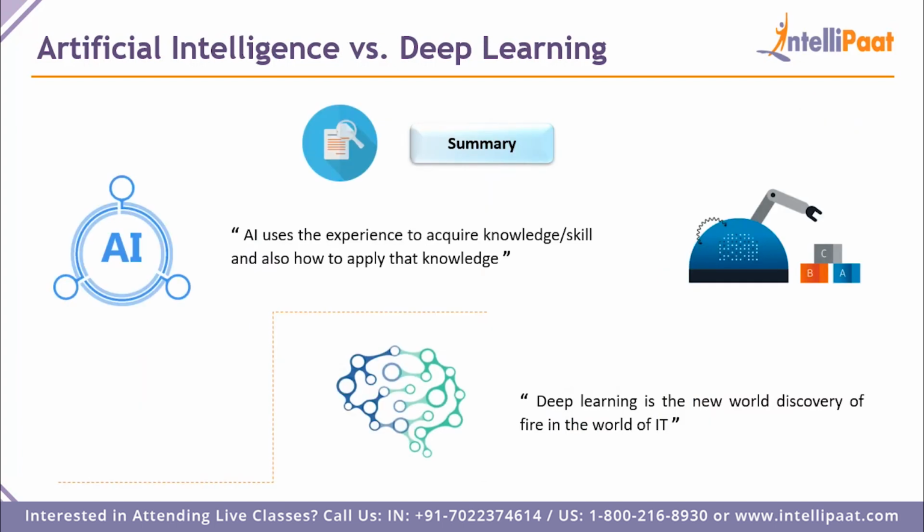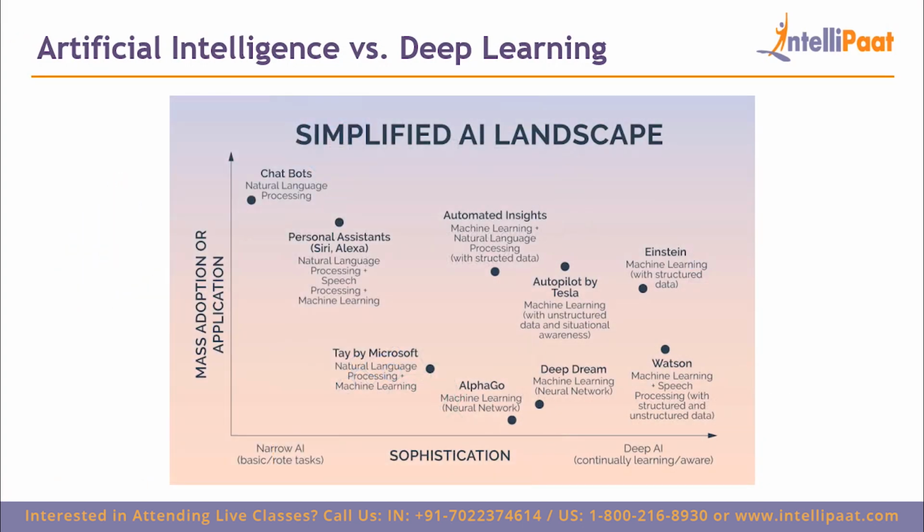So I have to summarize this entire thing. Here are 2 statements. Artificial intelligence uses experience to acquire either skills or knowledge, and it also understands how it can apply this knowledge. But deep learning can be said to be the new world discovery of fire, because fire was a big thing for mankind, and deep learning is that big thing for artificial intelligence, guys. Many experts around the world today say that deep learning is the future of artificial intelligence. So here is a simplified artificial intelligence landscape.